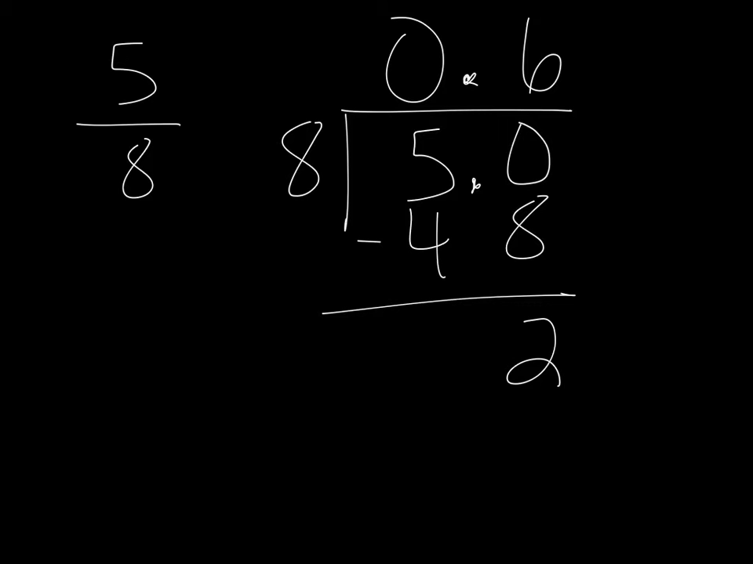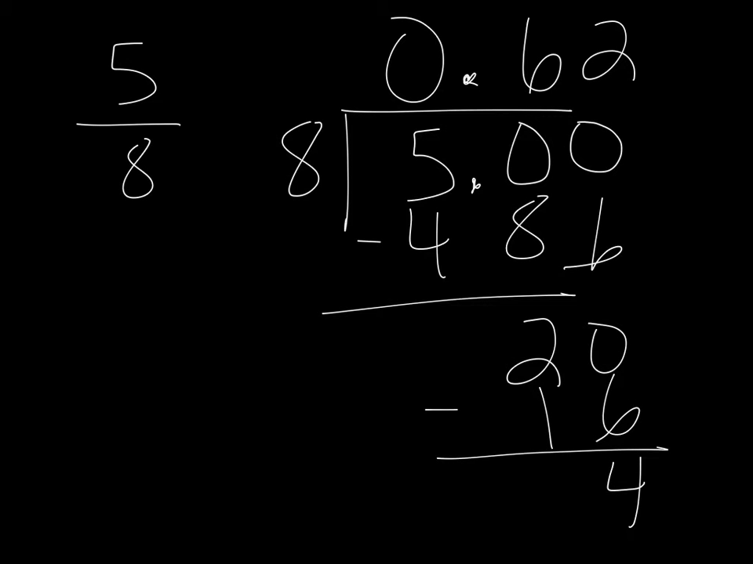I will add a 0. Remember, we don't want to make that super silly mistake. A lot of people try to take this 2 and bring it up. We need to add a 0 so we can bring it down. So I'll bring down my 0. 8 goes into 20. That happens 2 times. 2 times 8 is 16.